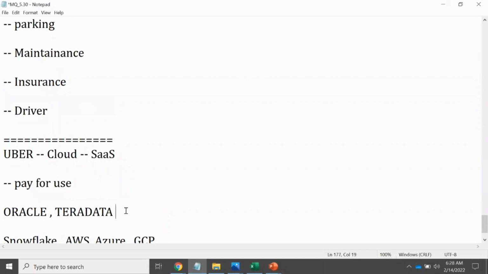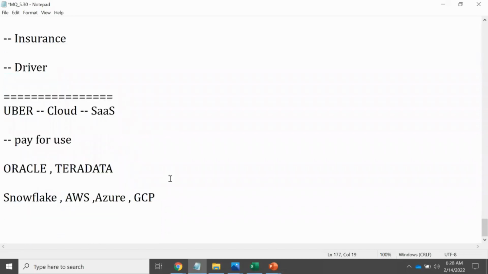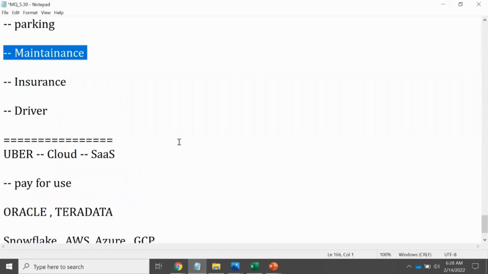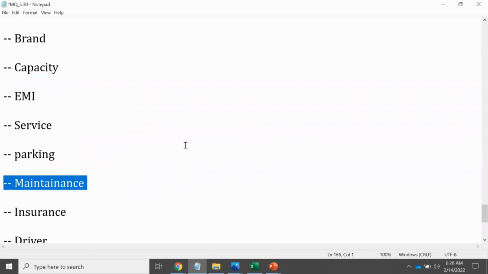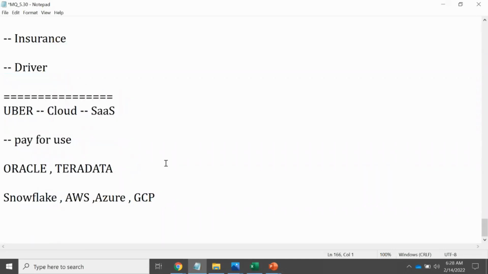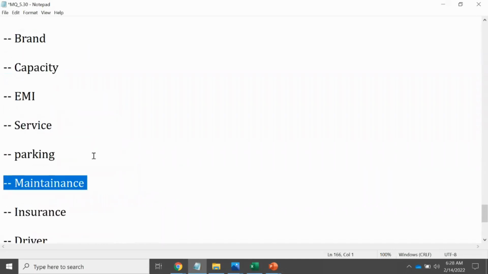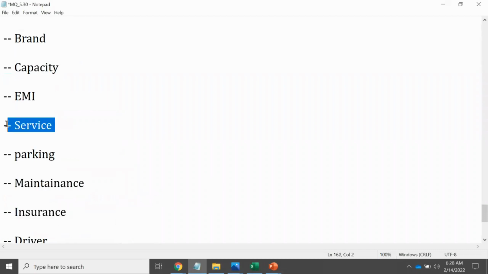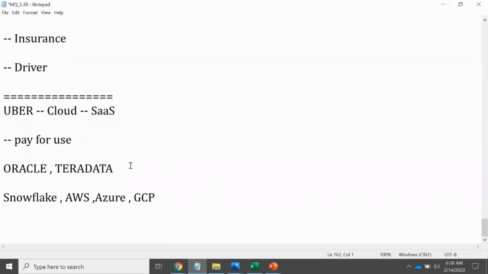And whenever a new version releases, we need to reconfigure it again, right? So patches and new versions, that is nothing but maintenance. And every year the license has to be renewed, right? That is like, let's assume, the yearly insurance and yearly service of a car. When it is a traditional setup, all the above things are your responsibility.